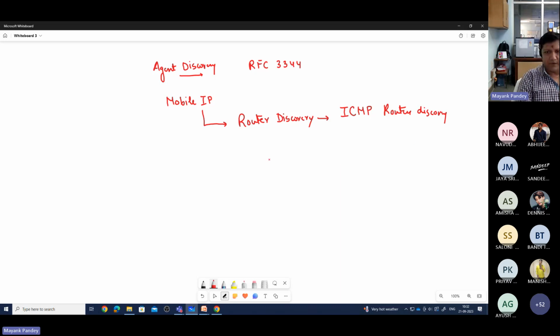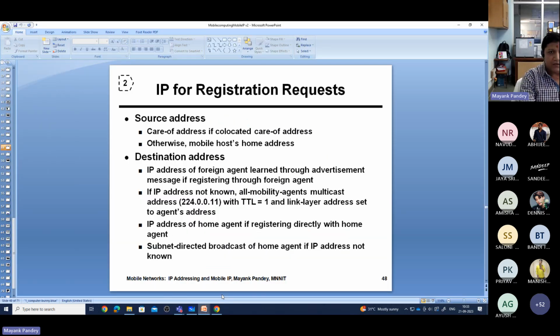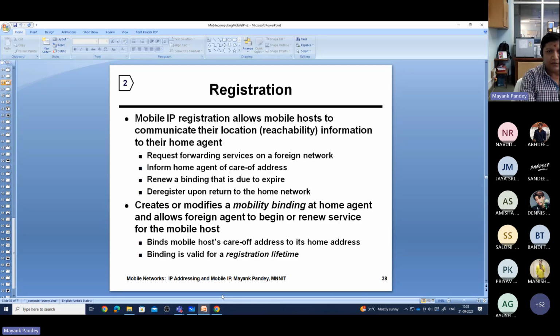ICMP router discovery. What is that? For any subnet, how can anybody know who the router of this particular network is, who can forward the data? So the router periodically sends the agent advertisement or router advertisement saying, I am the router. What is that router discovery message? Just a minute, I'll be showing you that.